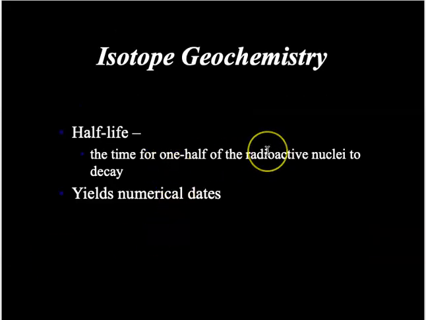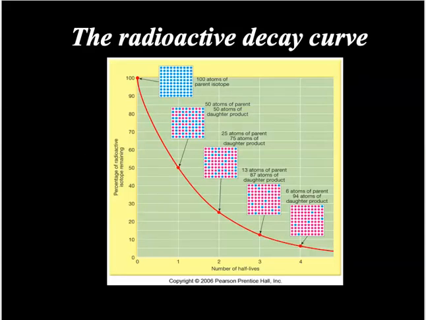Now, how long does it take for a nucleus to decay? How long does it take for an unstable parent to become a daughter? We call this the half-life. Here's a radioactive decay curve. Now, what this represents is if I have a brand new sample of a parent isotope. For example, I take something that's living. I take a leaf off of a plant.